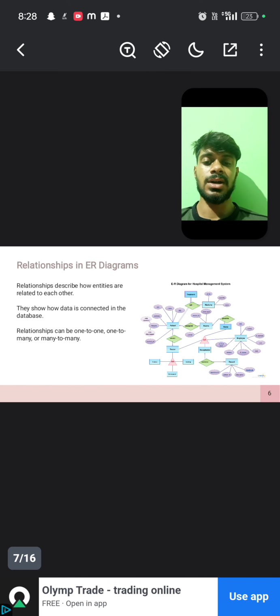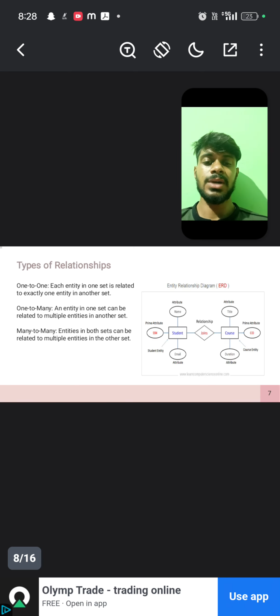Relationships in ER diagram. Relationships describe how entities are related to each other. They show how data is connected in the database. Relationships can be one-to-one, one-to-many, or many-to-many. Types of relationship: one-to-one, one-to-many, many-to-many.